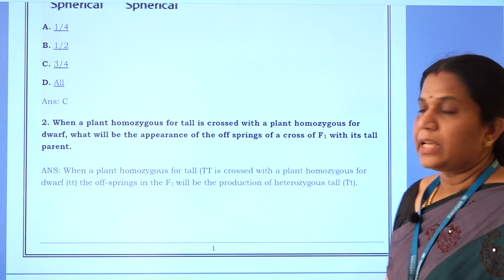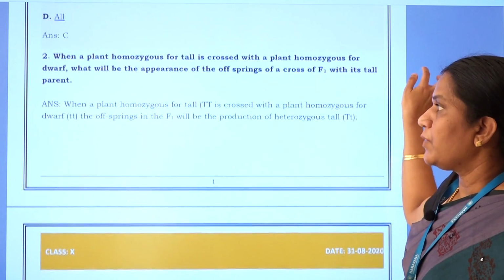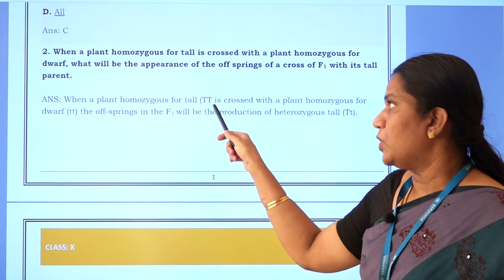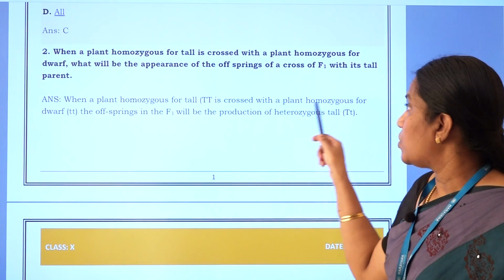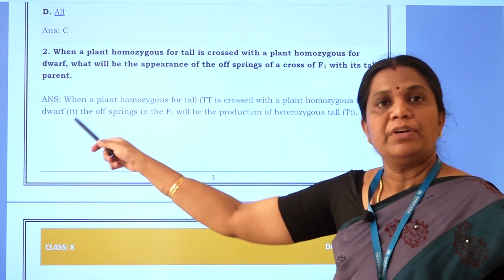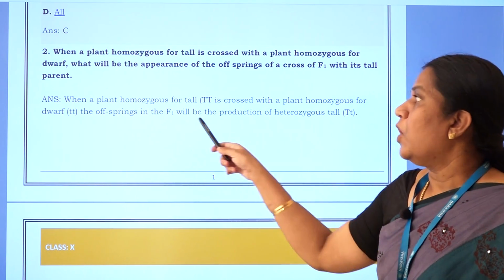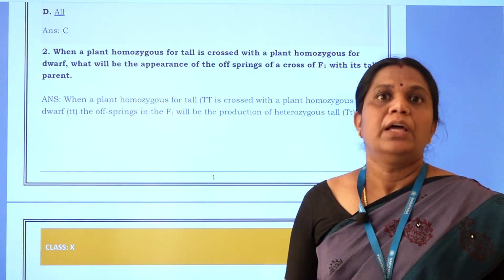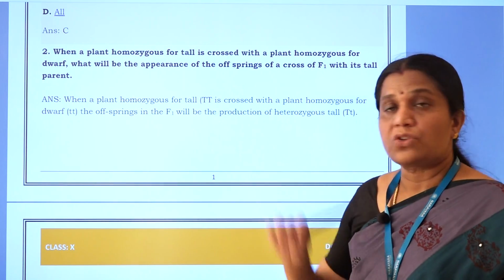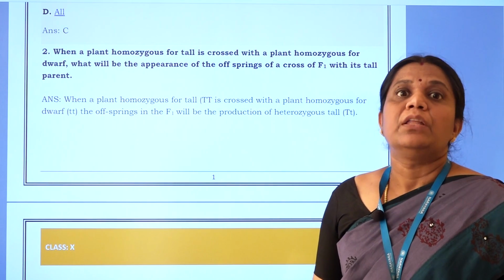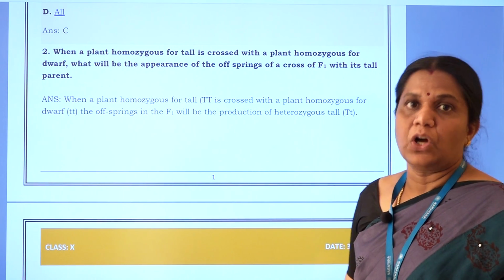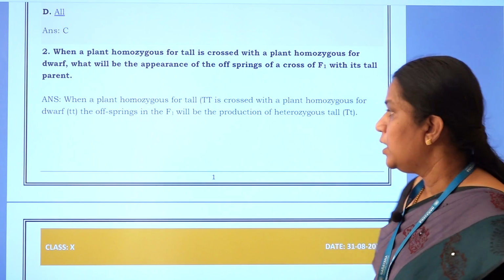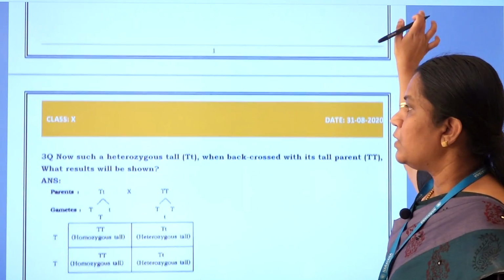When a plant homozygous for tall, capital T, is crossed with a plant homozygous dwarf, that is small t, the offspring in the F1 will be heterozygous tall. That means if homozygous tall is crossed with homozygous recessive, the offspring is heterozygous tall, that is, one capital T and one small t. That is the second question.